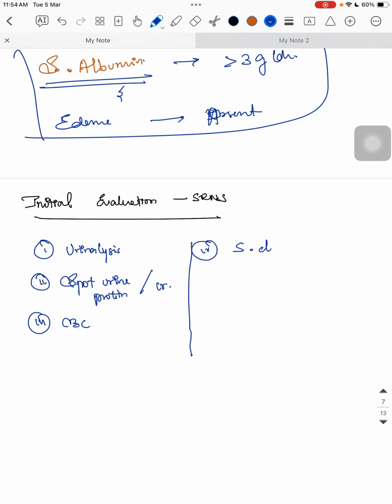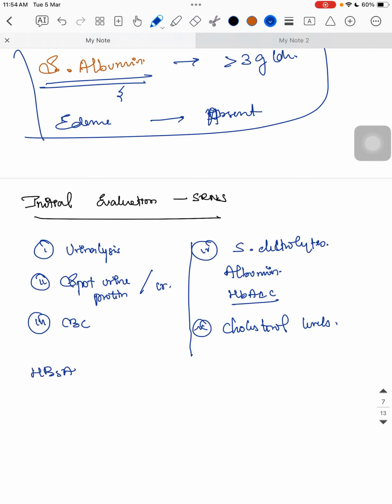Next you will do serum electrolytes, albumin, HbA1c. HbA1c is done to check whether the child is having any toxicity towards steroid, because you have given steroid for about 6 weeks. Next you will look for cholesterol levels. Next you have to look for HBsAg, HCV and HIV. Why this?